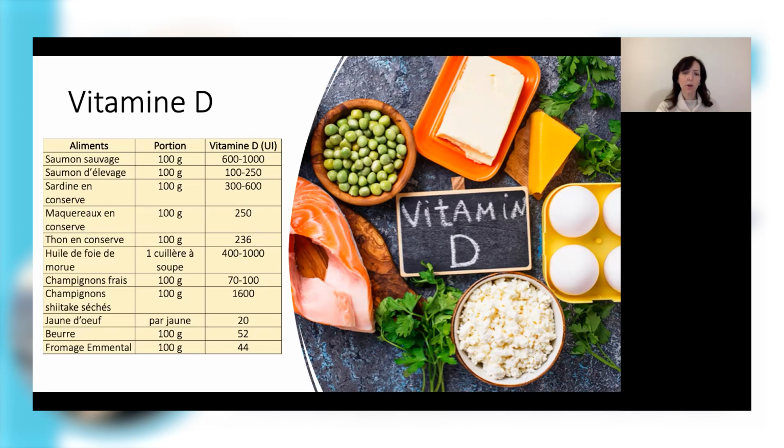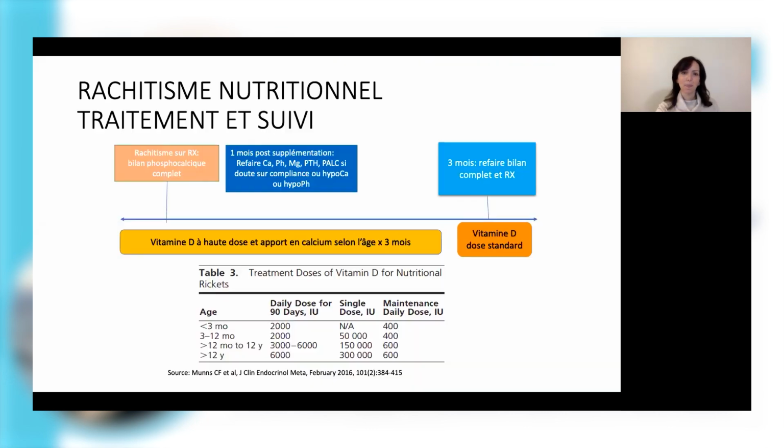And here are some other options that you can give the parents, but obviously they tend to be less palatable for kids. So Leo, you've diagnosed him with nutritional rickets. Now what do you do? So based on his age and based on the global consensus recommendations, he's 17 months. So you're going to give him about 3,000 units of vitamin D per day for 3 months. That's your standard go-to treatment. You treat for 3 months.